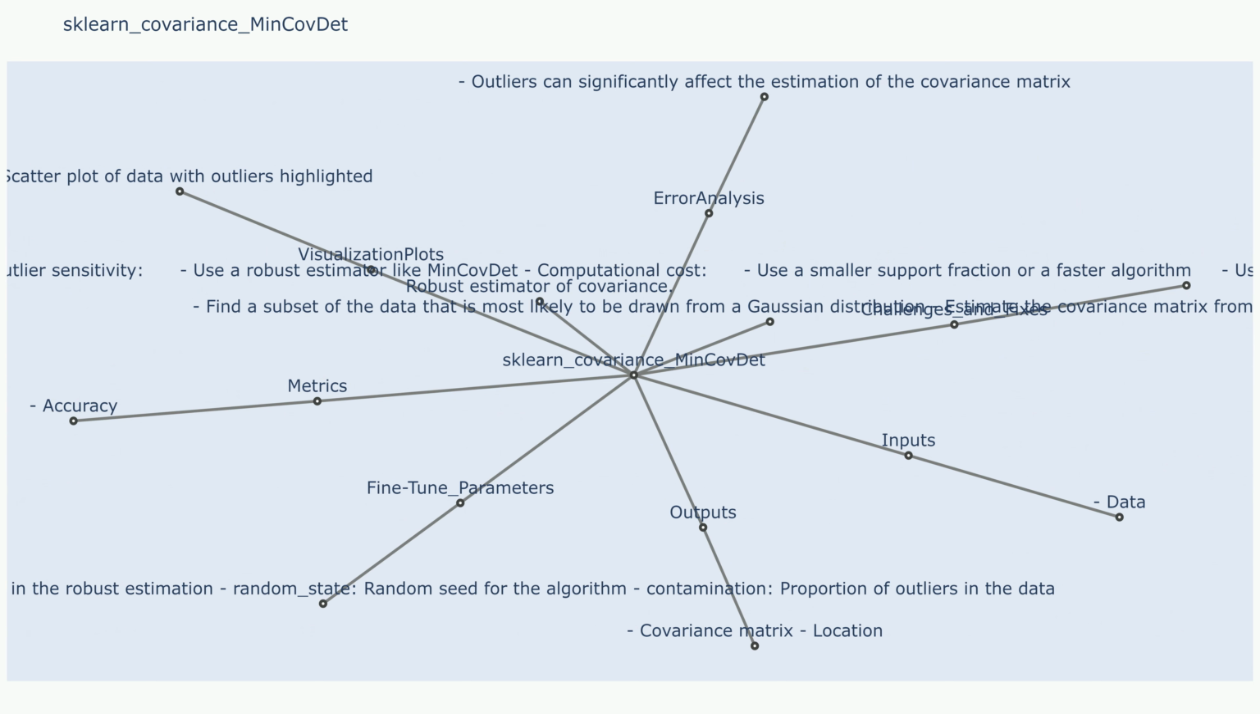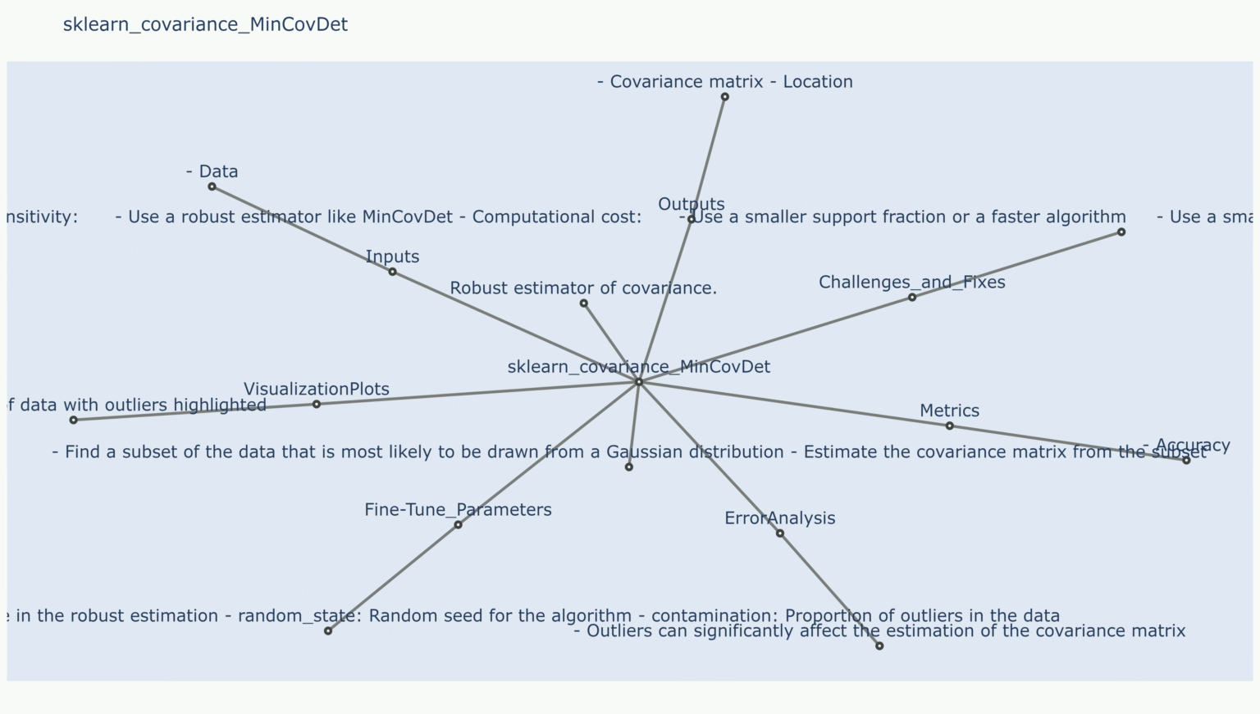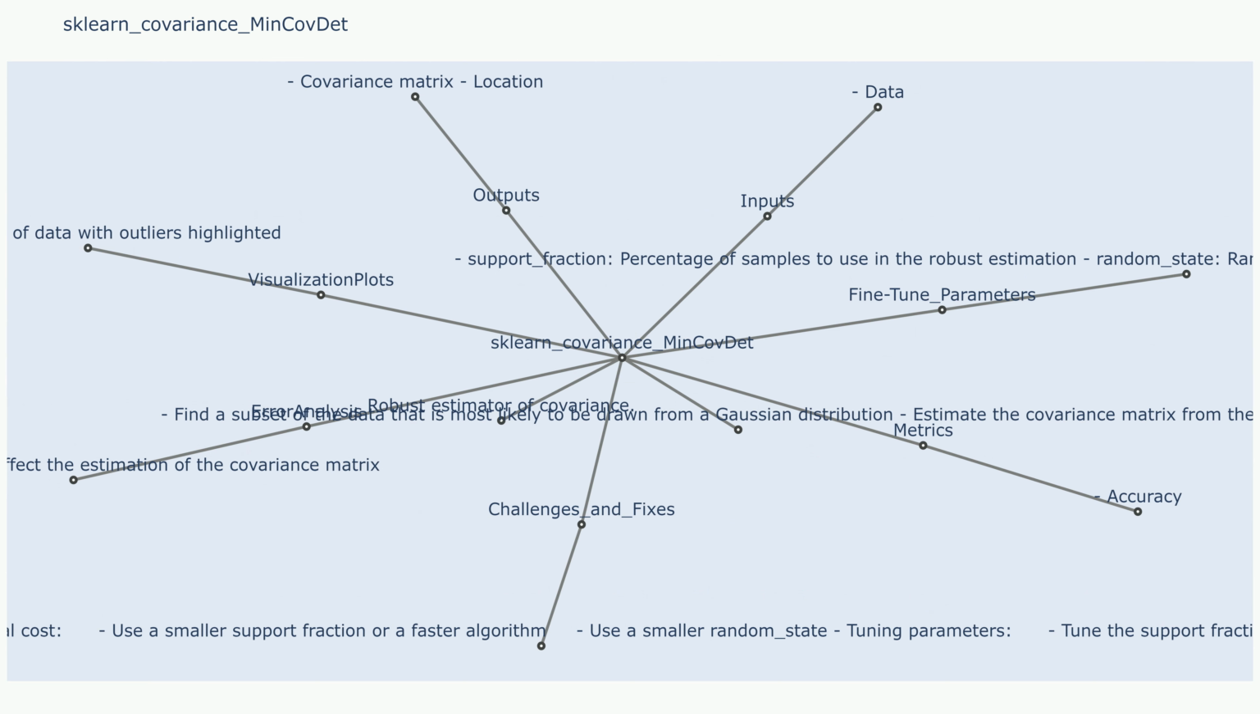Fine-tune parameters. Parameter 1: explain in detail. support_fraction, the proportion of the data to use in the robust covariance estimation. This must be between 0 and 1. A higher value will make the estimator more robust to outliers, but it will also make it more sensitive to noise. Parameter 2: explain in detail. random_state, the seed of the pseudo-random number generator to use when shuffling the data. This ensures reproducibility.